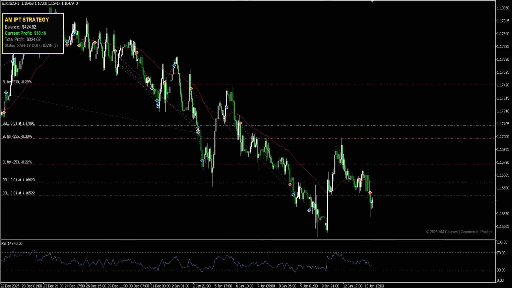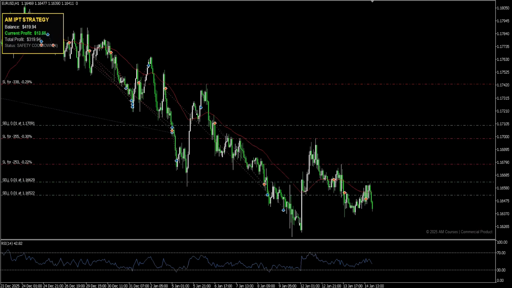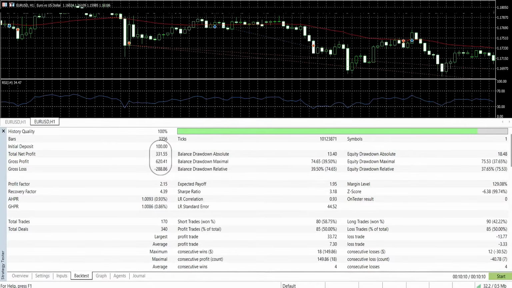Now that you understand how the strategy works, let's look at the backtest results you're seeing on the screen. This backtest was conducted on Euro-USD on the 1-hour time frame, covering the period from July 1st, 2005 to January 15th, 2006, using 100% modeling quality. One very important detail I want you to notice is the starting balance. I intentionally tested this EA on a small $100 account. The reason for this is simple. Many traders begin with small accounts, and I wanted to see how the strategy behaves under realistic limitations.